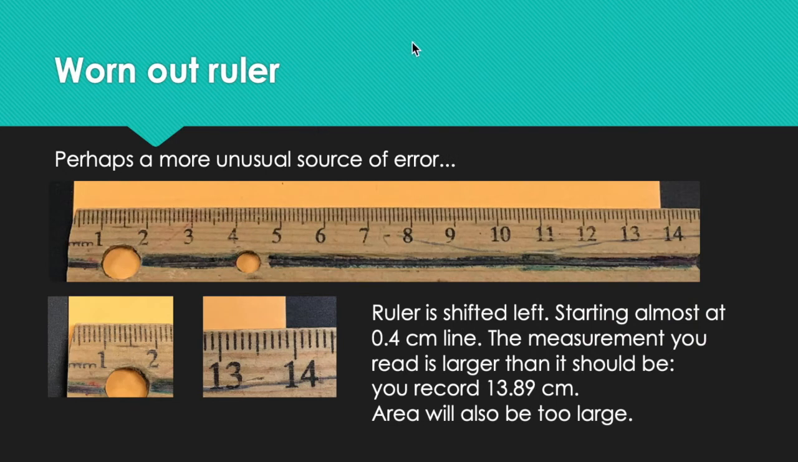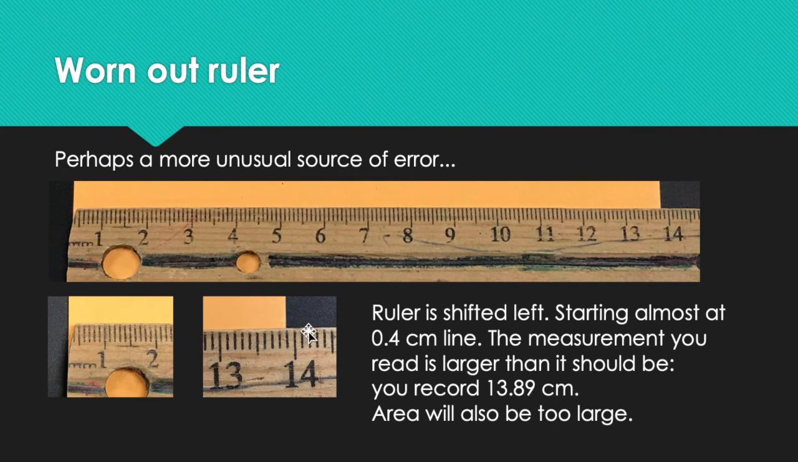All right, I thought of another possible source of error, maybe something a little bit unusual. So if you happen to have a really sad looking ruler like this, we have a ruler that's been worn down quite impressively, and so it no longer has a 0 line available. It looks like we're starting at about the 0.4 centimeter line. So we're starting off on the other side of the 0 line. It's kind of like the ruler got shifted to the left.